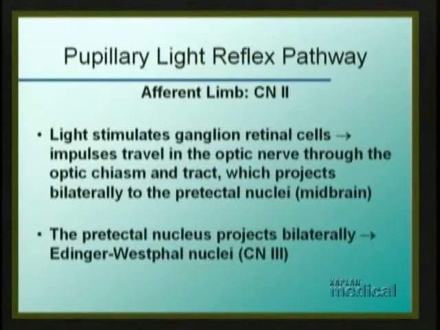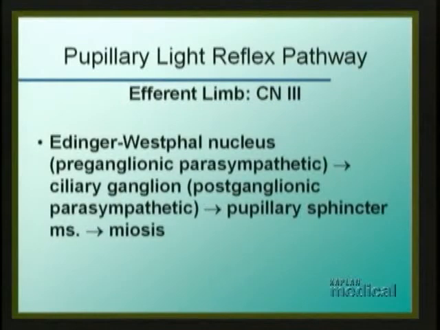So summarizing, we can say faithfully that the afferent limb of the pupillary light reflex are the axons of the optic nerve and the optic tract, which project to the pretectal nuclei. And then the pretectal nucleus projects bilaterally to the nuclei of Edinger-Westphal, basically adjacent to the oculomotor complex. And basically when that happens, you get bilateral pupillary constriction, miosis, in response to a unilateral stimulus.